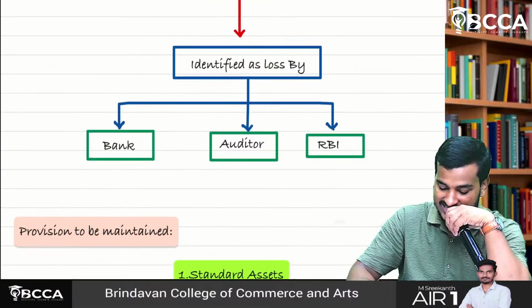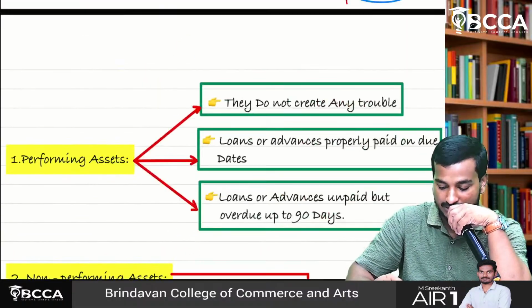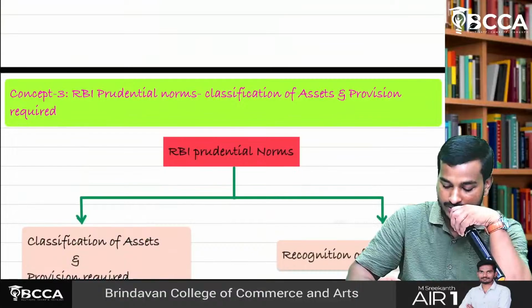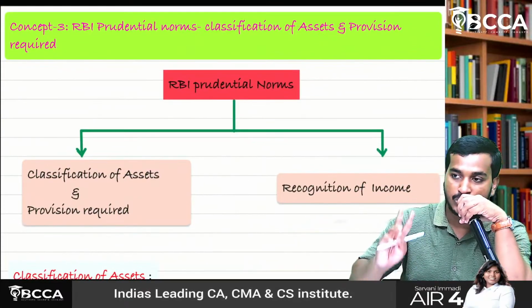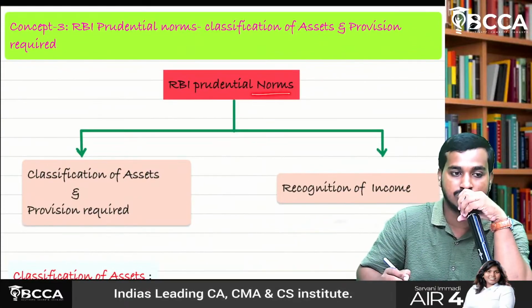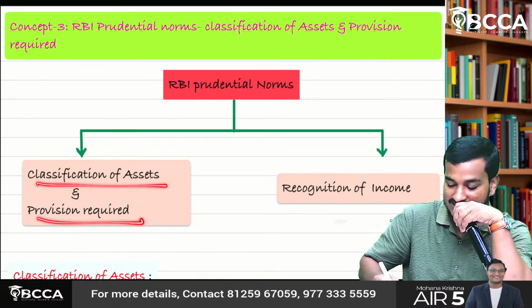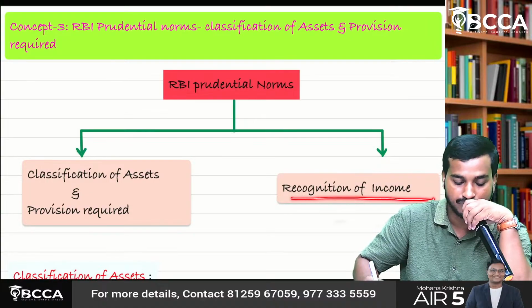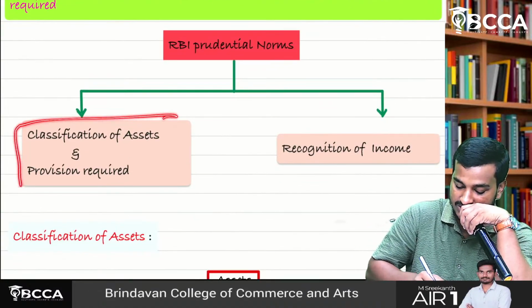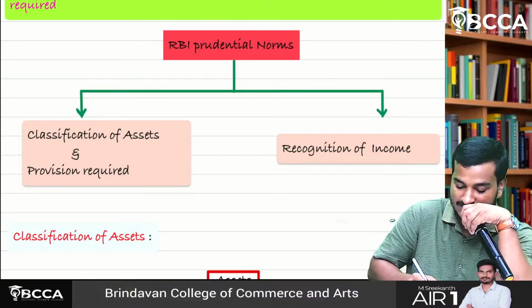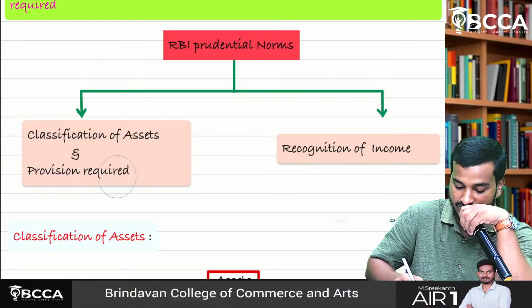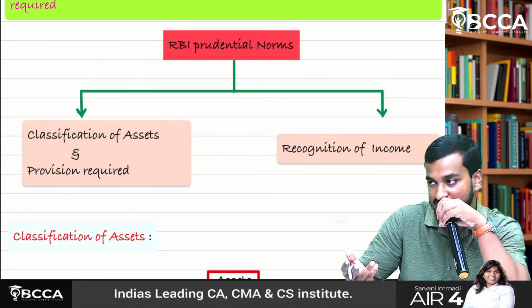This classification is given by the RBI, not by me. So actually RBI gives two kinds of norms. Norms means rules. What are those two rules? One is classification of assets and provision. Second one is recognition of income. So what is the first concept? Classification of assets, and we'll discuss provisions later. Let's first focus on classification of assets.